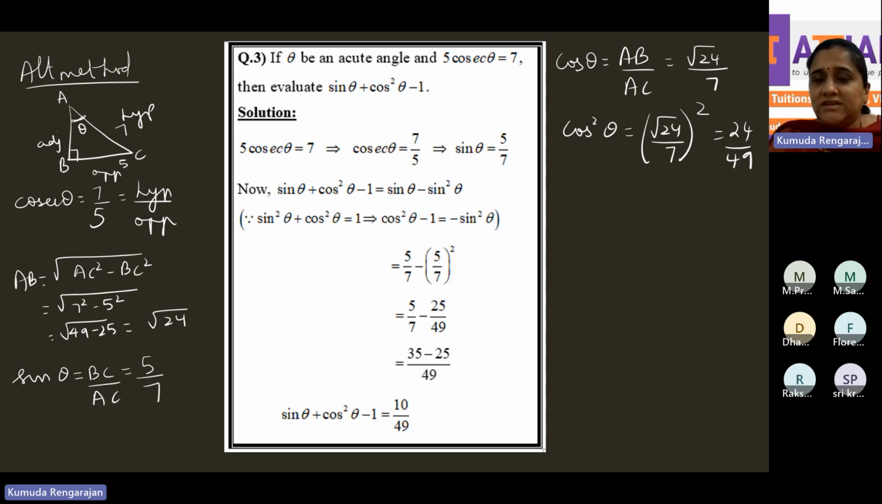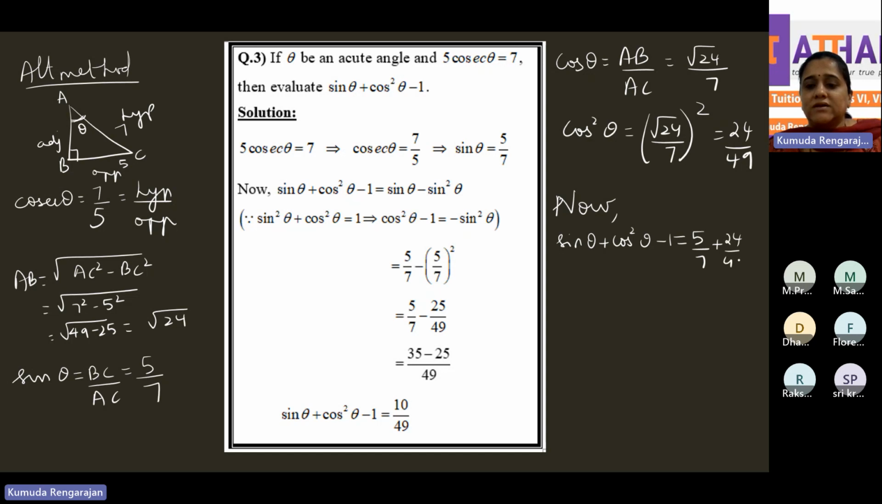No. We found cos theta, right? Next we have to find cos square theta, and that is cos theta the whole square, so 24 by 49. Now we have to evaluate sine theta plus cos square theta minus 1. What is sine theta? 5 by 7. Plus cos square theta, 24 by 49, then minus 1.